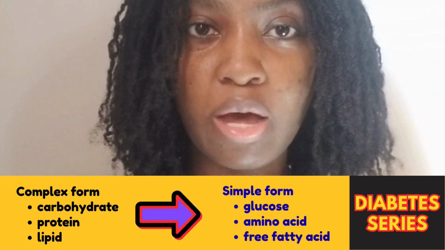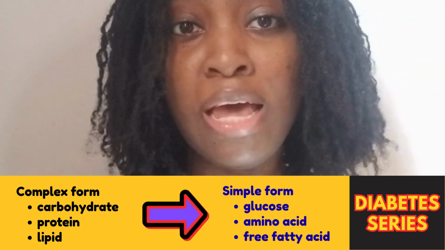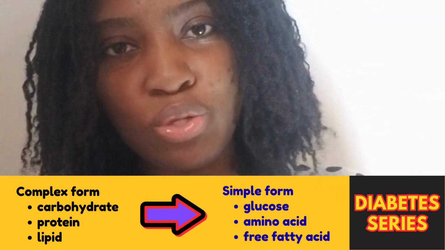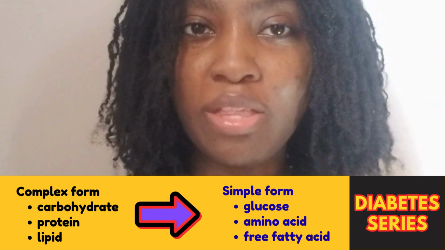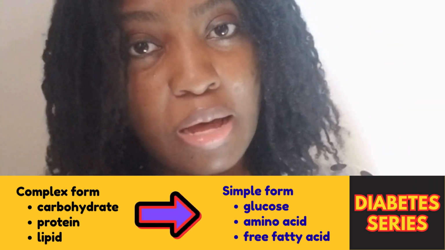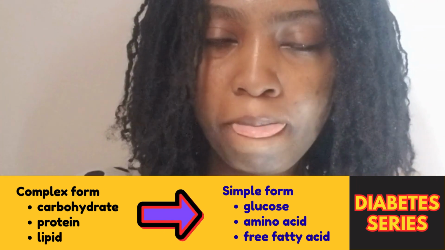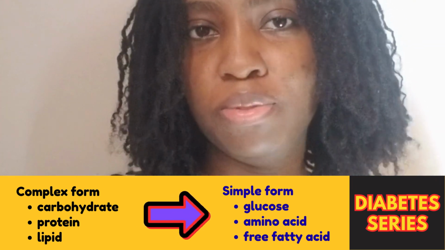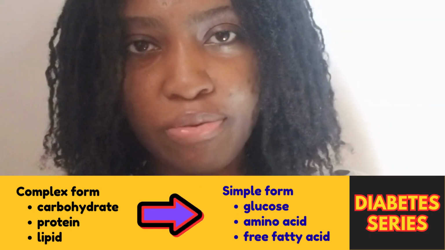All right, so we have complex forms of these macronutrients and then the simple forms. The complex form of carbohydrates is carbohydrates. The simple form is glucose. Protein is a complex form. The simple form of protein is amino acids. Lipids are the complex forms. The simple form is free fatty acids.